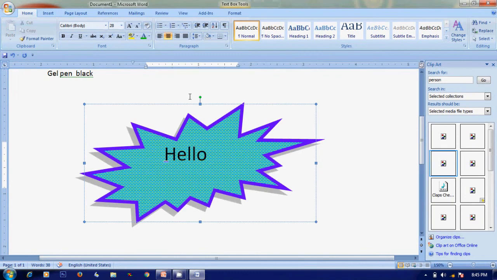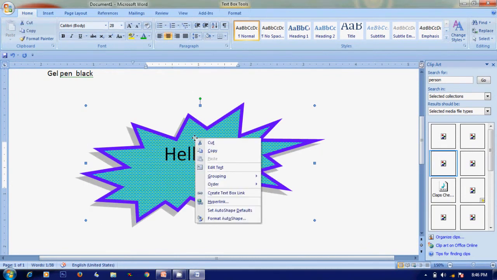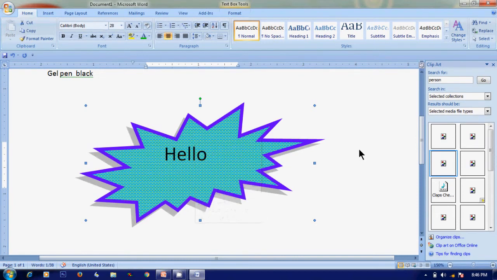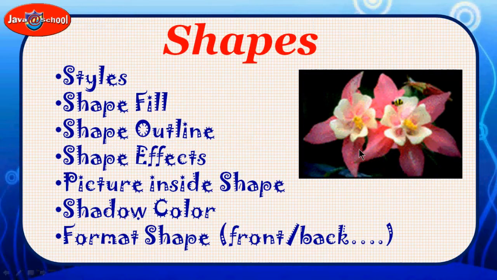Now right click the shape and go to edit. Since you have added text, you can edit it. When it is not added, you can add. Okay. So these are adding text, formatting the shape, adding shadow, line color, fill color, picture, all these are applied. Okay.